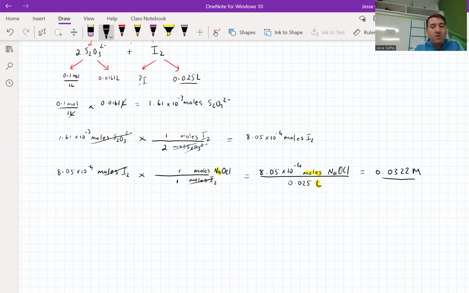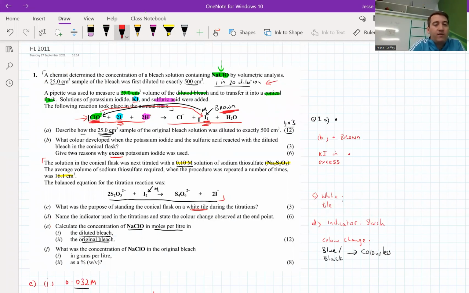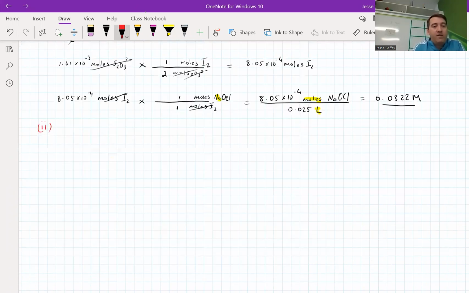Okay, so how many moles per liter in the original bleach? So go back up here and remember what our dilution was like. I marked it out here. Okay, so what you have to do, pause the video and do this now. Okay, well, if this is the concentration of the diluted bleach, 0.0322, we'll keep the decimal place. This is the diluted bleach. What do we have to do to it? Find the concentration of the original bleach.